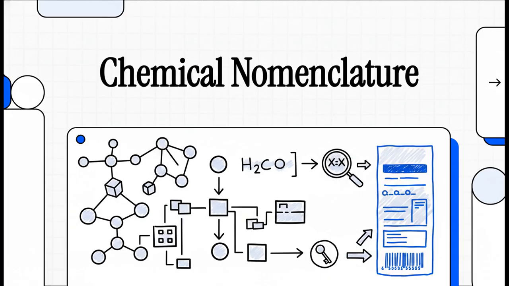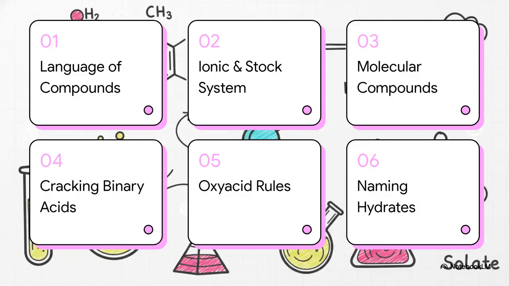Once you learn the affixes, the prefixes and suffixes, you can translate almost any chemical name right into its exact formula. Think of it less like memorizing a giant dictionary and way more like learning the rules of a secret code. So here's our Codebreakers roadmap for today. We'll start with the language of compounds, then move into ionic compounds in the stock system. After that, we've got molecular compounds and prefixes, cracking binary acids, the oxy-acid conversion rules, and finally, naming hydrated compounds.